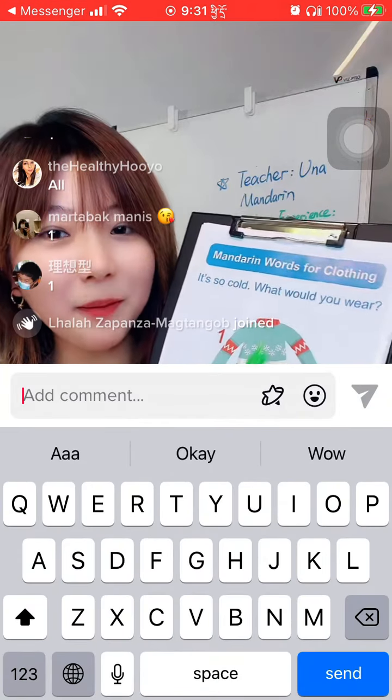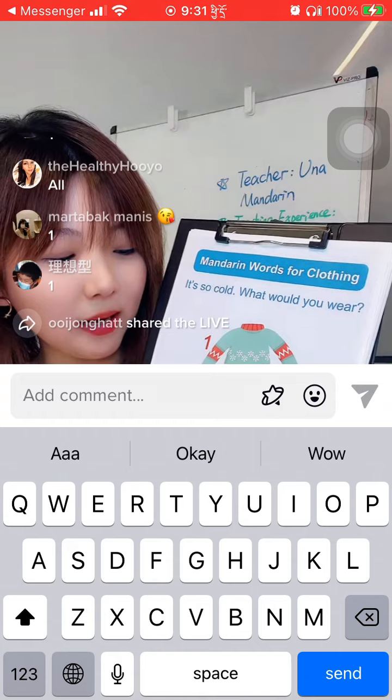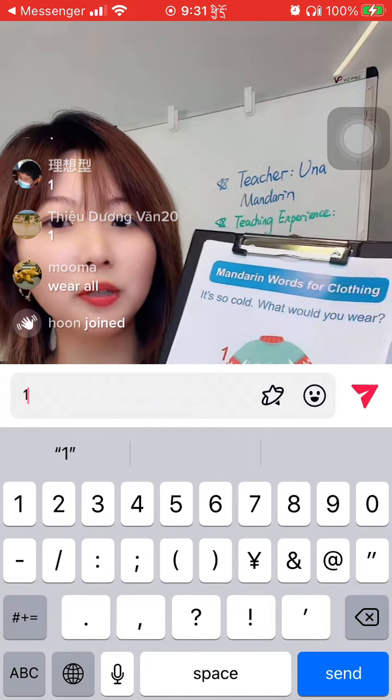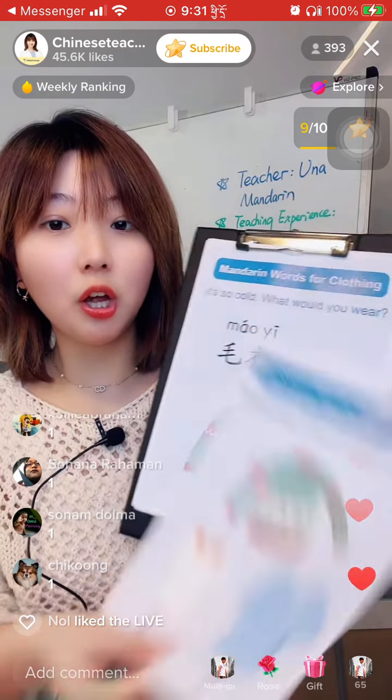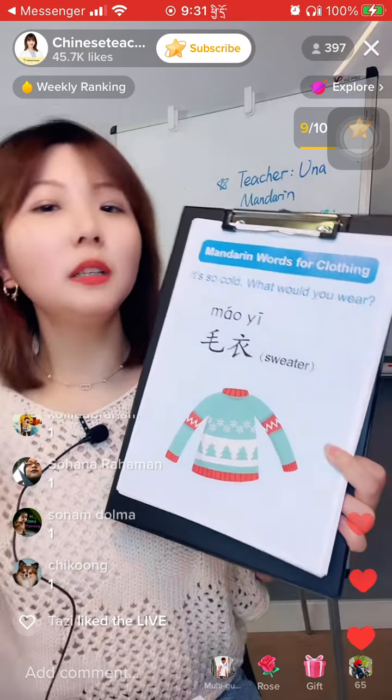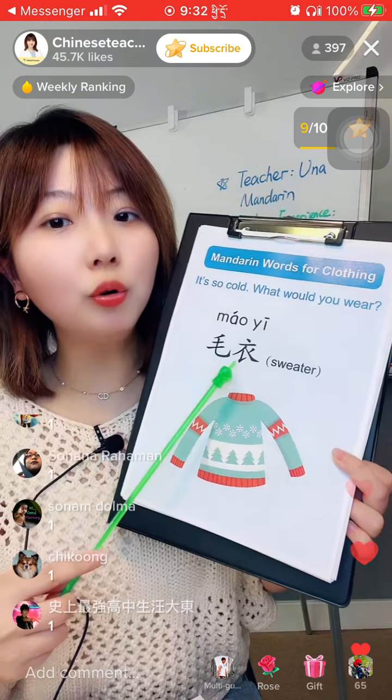Okay, so we were number one, sweater, right? So sweater in Mandarin, this is very, very important because if you come to my country and if you want to buy this kind of clothes, you should know how to pronounce it, right? So sweater is called 毛衣.